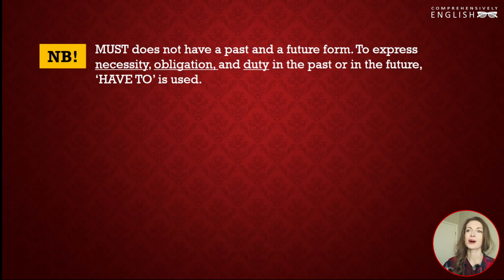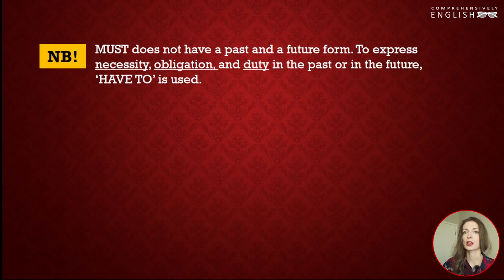Okay. Now, must does not have a past and a future form. To express necessity, obligation, and duty in the past or in the future, have to is used. Have to is a periphrastic modal. It is used in order to express the same ideas as must, in the places where must is not used, that is, in some tenses and in the past and in the future to express obligation.